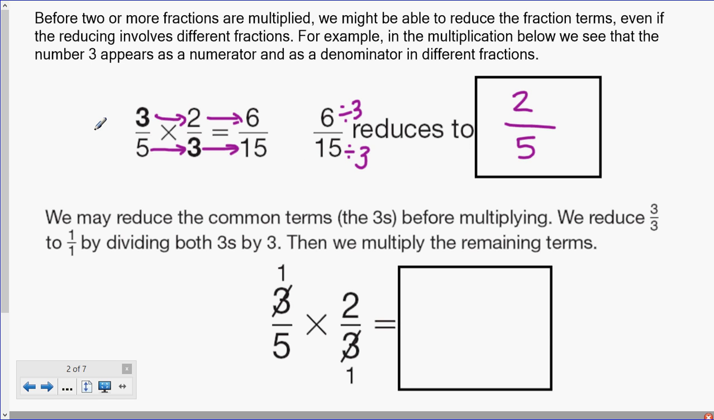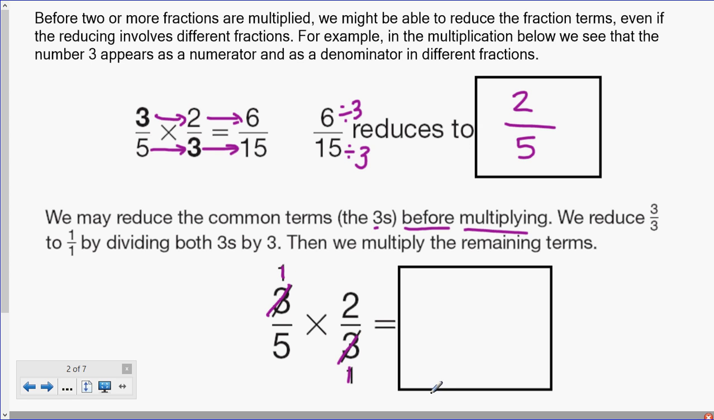It's the product. Now, what you can actually do, and this is a great shortcut, we want to call it, that's going to help you if you remember to use it. What you can do is reduce the common terms, the 3's, before multiplying. So you can reduce before you multiply in certain multiplication problems. So we can reduce 3/3 to 1/1, of course, by dividing both 3's by 3. So 3/3 we know equals a whole. So let's cross out the 3's and turn them into 1's because we know 3/3 equals a whole.